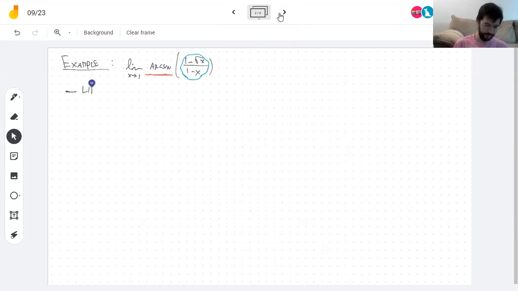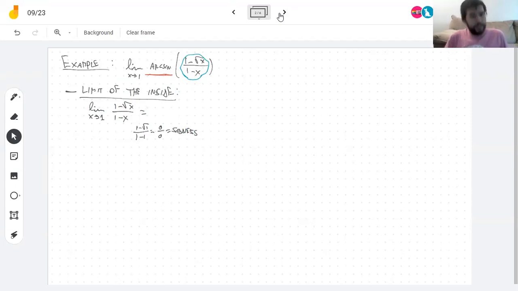So let's do the limit of the inside. This limit, like I just said, I'm not going to be able to plug in. This equals 0 over 0, or undefined, but I feel like calling it soundness today. So I need to simplify that, do something with it. What can I do? I can think of at least two things I can do. Conjugate. Okay.